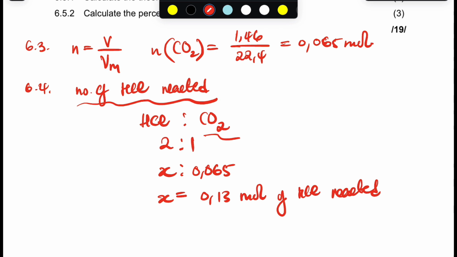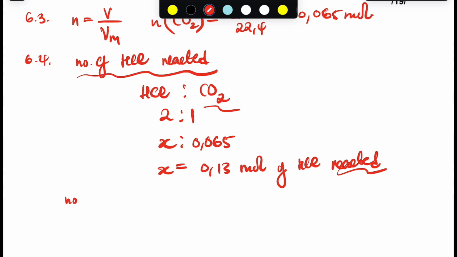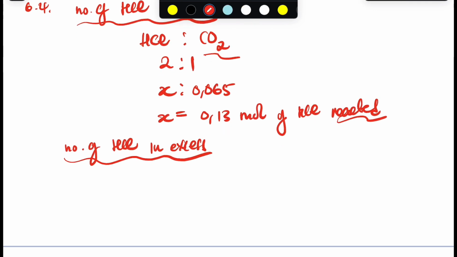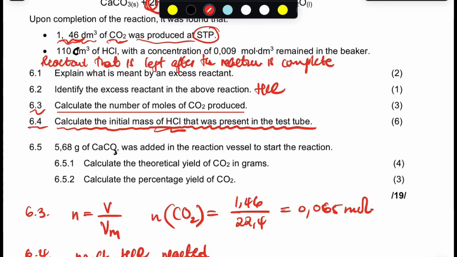Remember what we want? We wanted the initial, so we must have the reacted and the excess. Now let's calculate the number of moles of HCl in excess, the one that is going to remain after this amount has been taken, right? So we wanted the initial. We were told here 110 cm3 of HCl concentration that remained in the beaker. That means this one is an excess. This is the amount that is left, right?